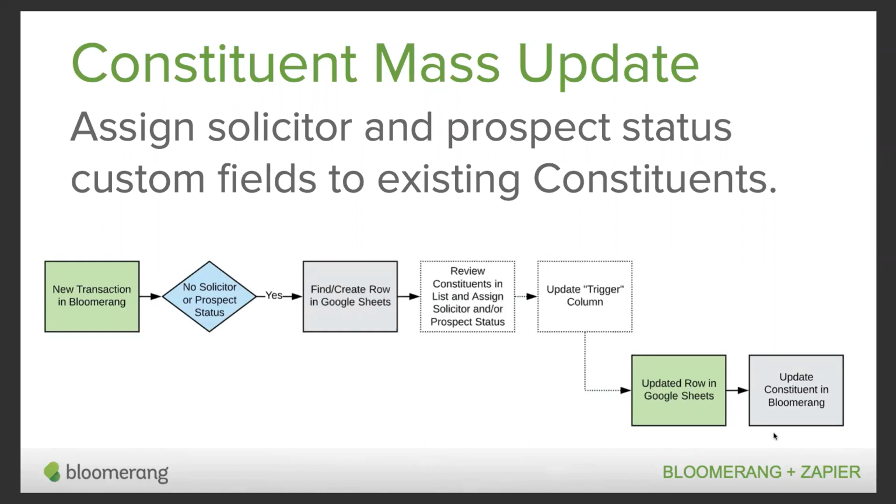So we're going to look at a workflow where if a transaction is received greater than $1,000, we're going to add a constituent to a spreadsheet. And from that spreadsheet, we're going to assign a solicitor and a prospect status. So we're basically going to think about this as a major gift workflow. Someone gives a $1,000 donation, we're going to write them to the sheet. When they're in the sheet, they're not going to have a solicitor or prospect status. So we're going to add that to the sheet, and that's going to write back into Bloomerang the solicitor and prospect status that we've assigned.